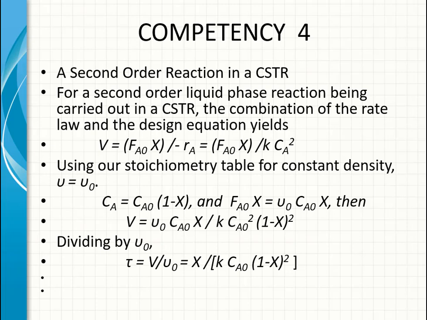Using our stoichiometry table for constant density, where the volumetric flow rate is the volumetric flow rate at the initial, we will have that CA is going to be CA0 times 1 minus X, and FA0 times X is equal to v0 CA0 times X. Then we will have that the volume V is equal to v0 CA0 times X divided by k CA0 squared times 1 minus X, all that squared, divided by v0, we will have that tau is equal to X divided by k CA0 times 1 minus X, all that squared.